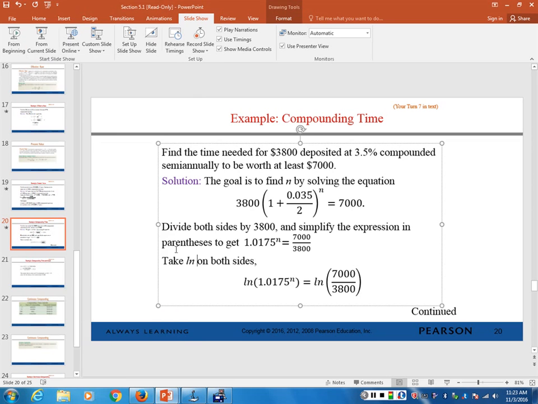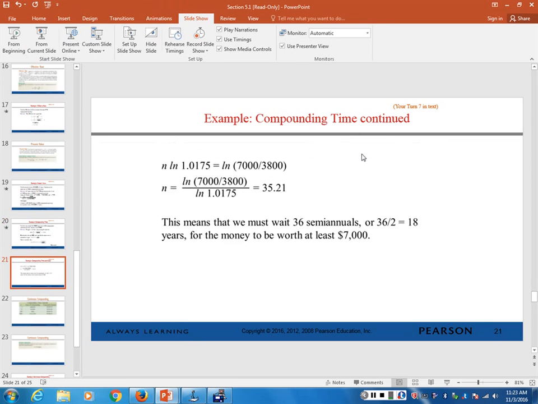So if the calculator gave us the right answer, should match what we get here, and it is 36. You take the natural log of 7,000 divided by 3,800 over the natural log of 1.075, and what you will get is 35.21. Okay? So there's 2 different ways to do that.